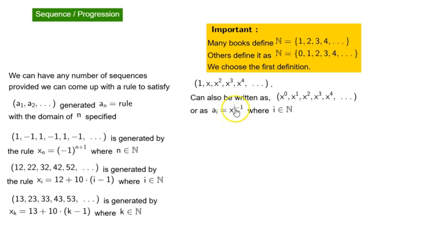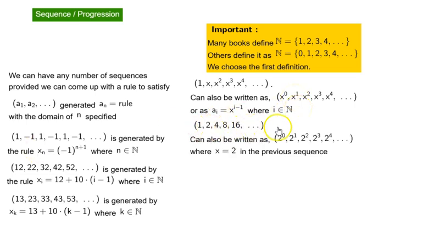For the second term, i is 2, 2 minus 1 is 1. So x to the power of 1. And so on. What about this? 1, 2, 4, 8, 16. Again, 1 can be written as 2 to the power of 0, 2 to the power of 1, 2 to the power of 2, 2 cubed, 2 to the power of 4. Now, I have basically used this sequence itself, but I have specified that x equals 2, where x equals 2 in the previous sequence.